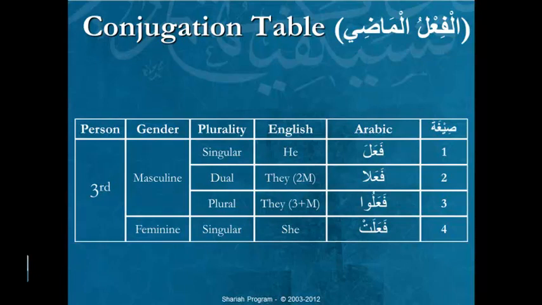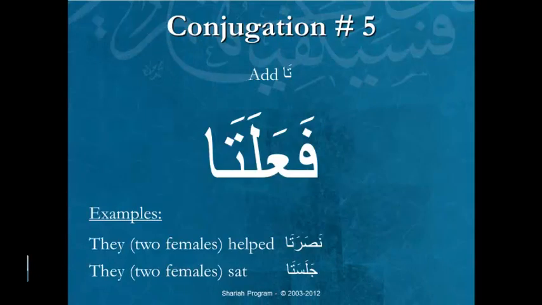Fa'ala, fa'ala, fa'alu, fa'alat. The 5th one is when you're speaking about 2 females, and here you would add an alif after the ta, and now the ta wouldn't be sakin anymore, the ta would receive a fatha. The reason why the ta needs to receive a fatha is because alif necessitates a fatha before it. So fa'alata, you can't pronounce an alif unless you have a fatha before it.